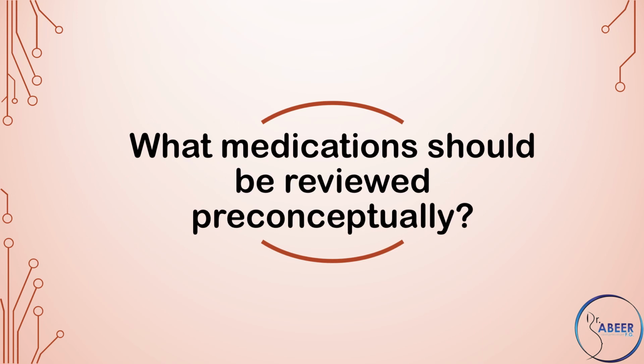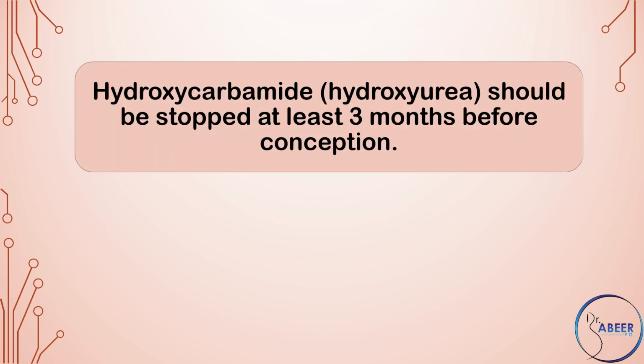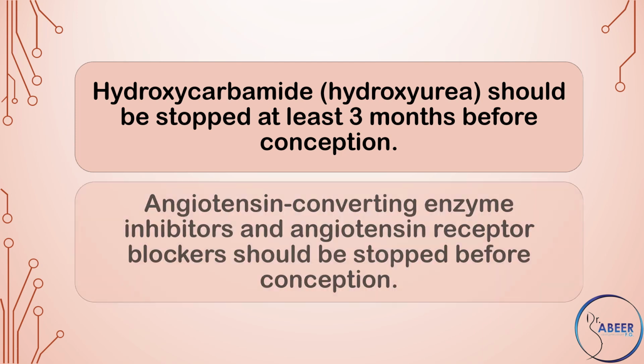What medications should be reviewed preconceptually? Hydroxycarbamide or hydroxyurea should be stopped at least 3 months before conception. Angiotensin converting enzyme inhibitors and angiotensin receptor blockers should be stopped before conception.